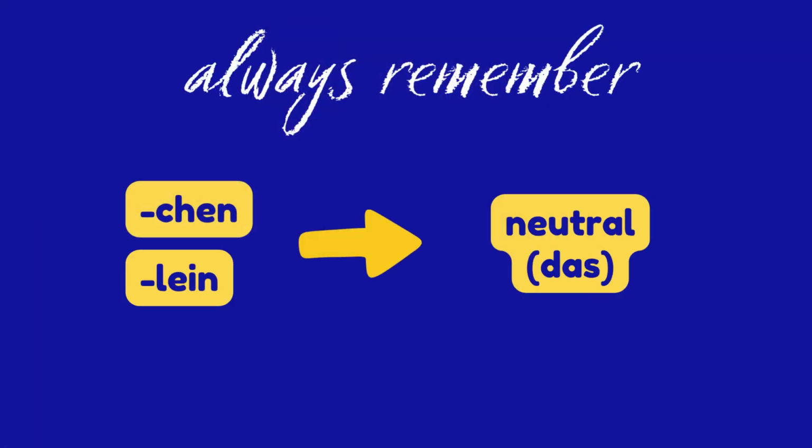So remember, if it ends in chen or lein, it's always das, and you can turn any word into a diminutive. No exceptions, easy win.